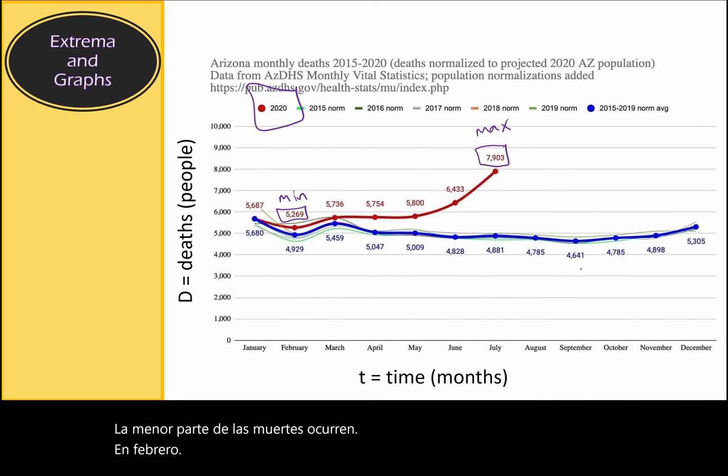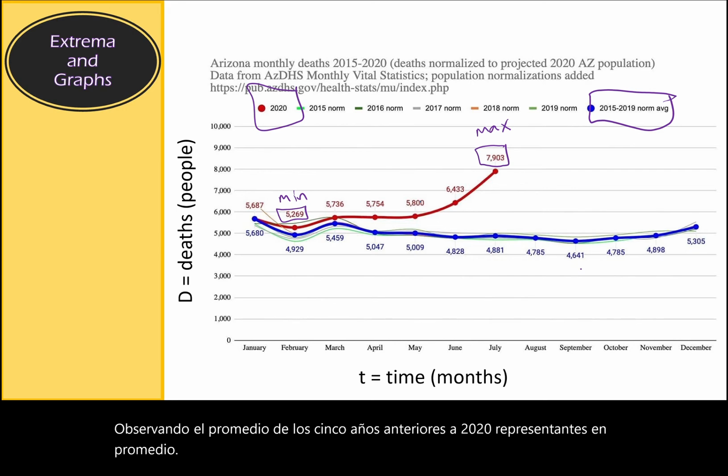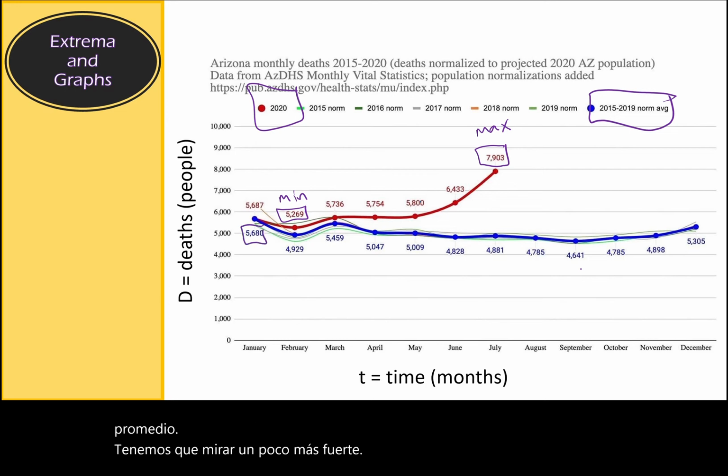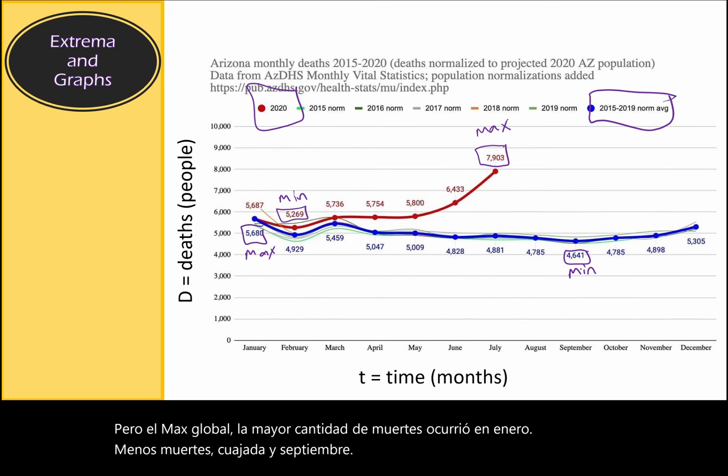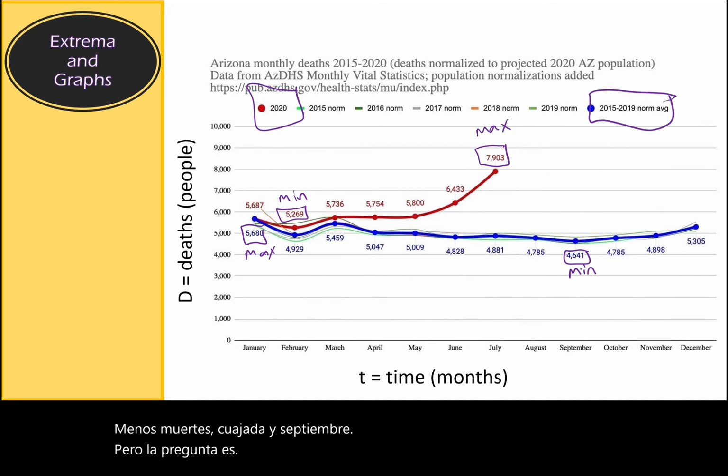Looking at the average of the 5 years prior to 2020, represented as an average, we have to look a little harder, but the global max, the most deaths, occurred in January. The fewest deaths occurred in September. But the question is, are there local min and local max values smattered in between?